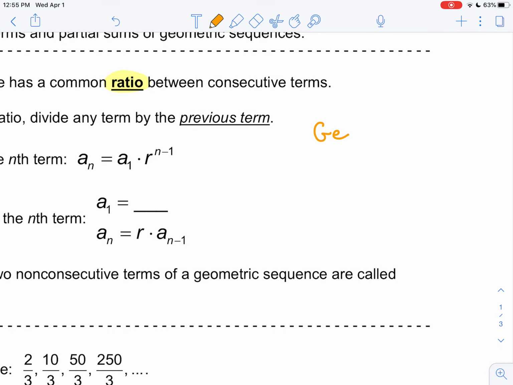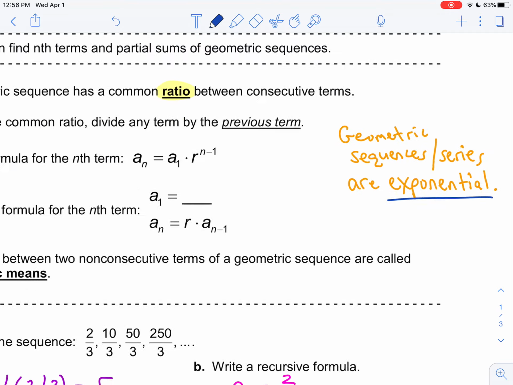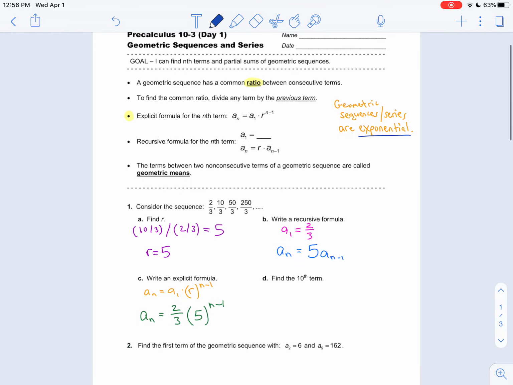So how about geometric sequences and series are, ready for it, exponential. So all that chapter 3, aren't you glad you worked so hard? So geometric are exponential. Just a reminder, lesson 10.2 was arithmetic, and those were linear. So there's some key things that can help you out.